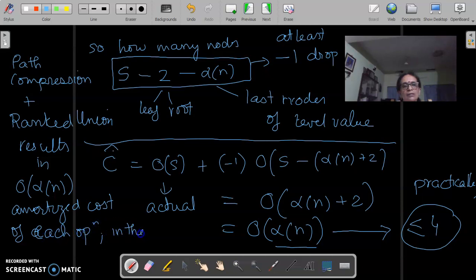So that is what makes the path compression and rank union heuristics so useful, and they are very often used in disjoint sets. Disjoint sets are used for many applications.